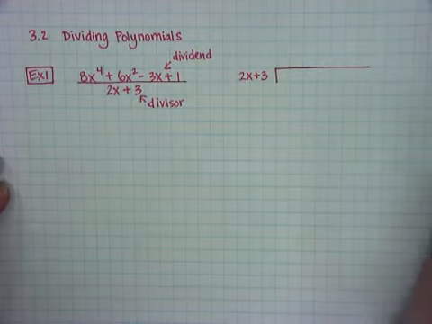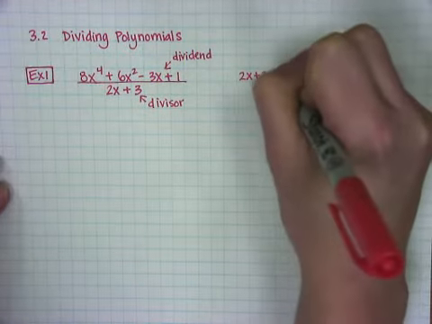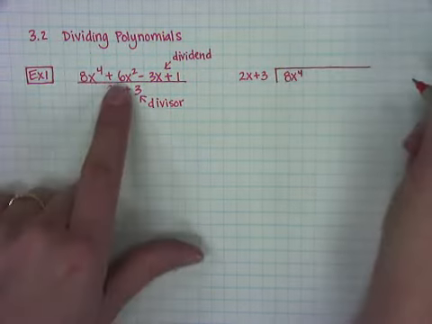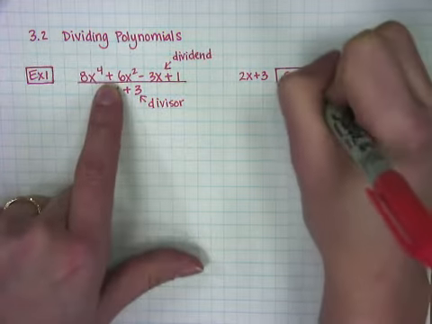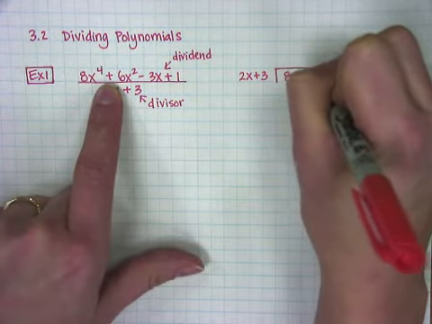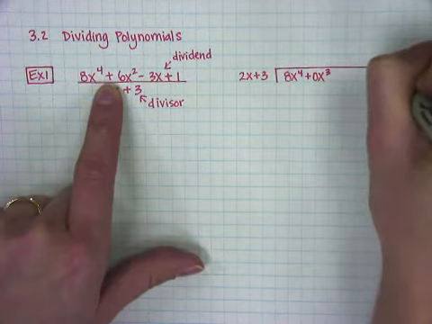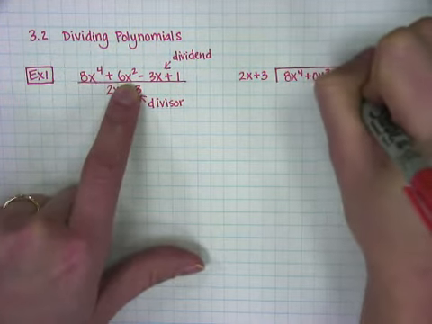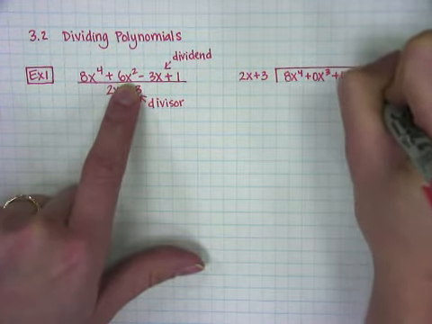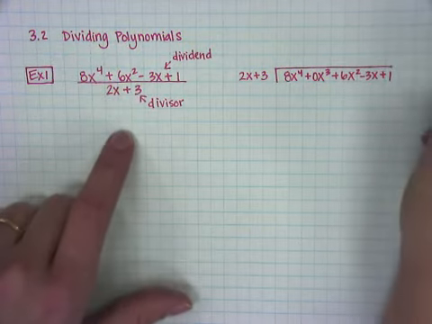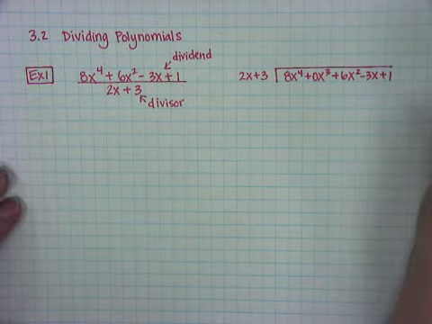And inside our long division bar, we're going to put the dividend, 8x to the fourth. Now notice here that I'm missing my x cubed, so as a placeholder, I'm going to put 0x cubed. It just helps to keep everything lined up. And then plus 6x squared minus 3x plus 1.